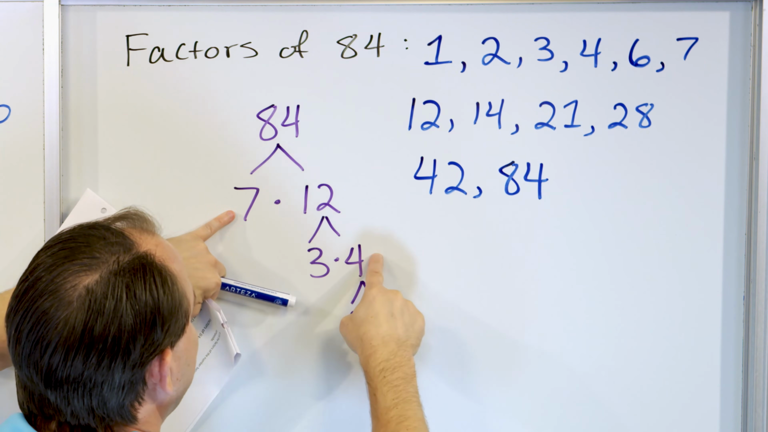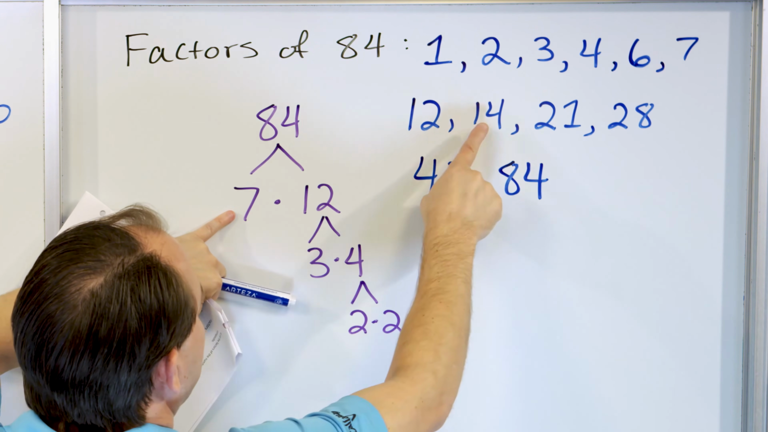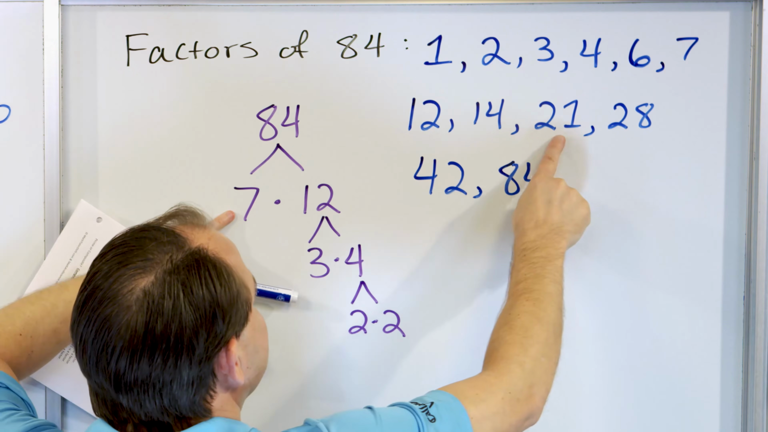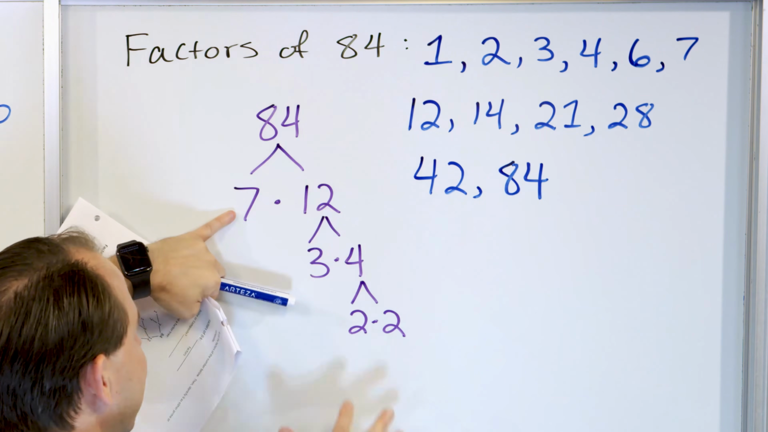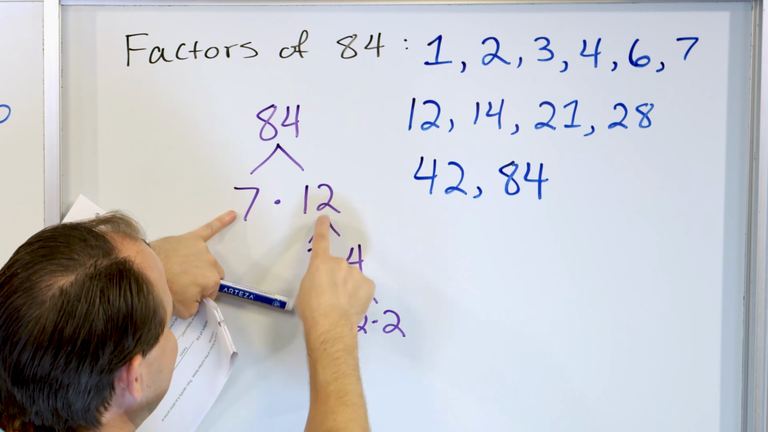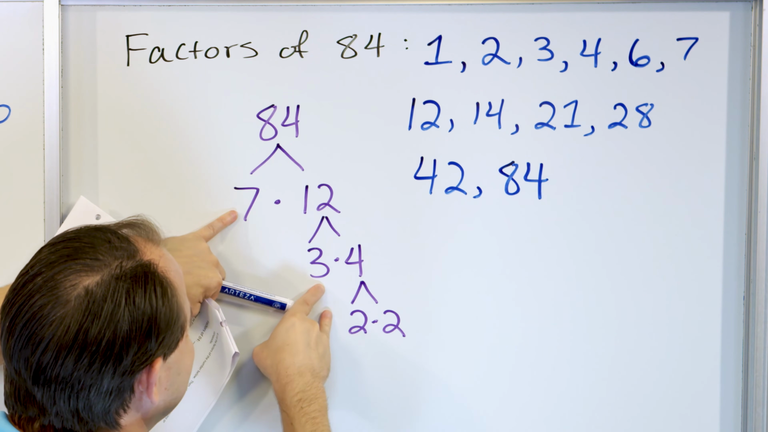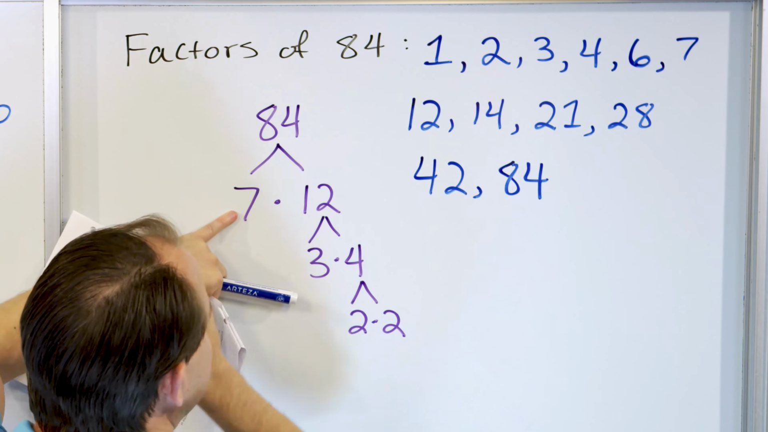7 times 2 is 14. That comes next. 7 times 3 is 21. 7 times 4 is 28. So we pretty much covered it all, but we have one more combination because these are in different branches. The 3 times 2 is 6, and the 6 times 7 is 42, and that goes there.